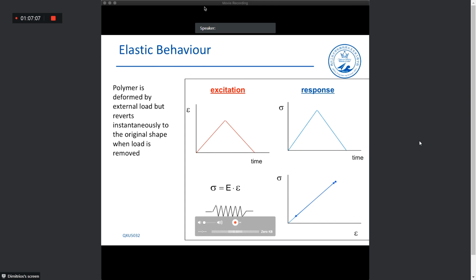As we said, polymers have a viscoelastic behavior. So we will first examine the elastic behavior in terms of the excitation and the response. And also we will examine the viscous behavior in terms of excitation and response, and we will see how the combination of the two leads to the viscoelastic behavior. So the elastic behavior is modeled by a spring.